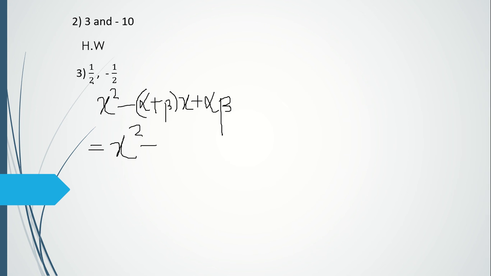Alpha plus beta. Now half minus half is what? 0. So this term is going to become 0. Alpha plus beta is going to be 0, right? Half minus half. And alpha into beta, half into minus half, is going to be minus 1 upon 4. Okay, so equation will be x square minus 1 upon 4.